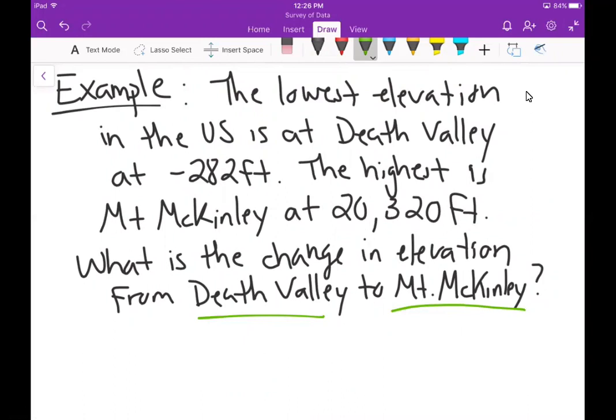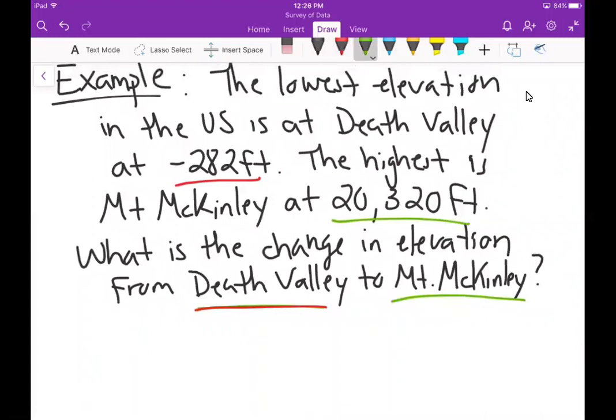From Death Valley, which is below sea level, up to Mount McKinley, which is above sea level, right? Death Valley is a negative elevation and Mount McKinley is a positive elevation. We should be going up. So let's make sure that we get a positive number here in the end. Now we're going from Death Valley to Mount McKinley. So we're ending at Mount McKinley and we're beginning at Death Valley. So that means we need to take our end elevation, which will be 20,320, and subtract our beginning elevation.